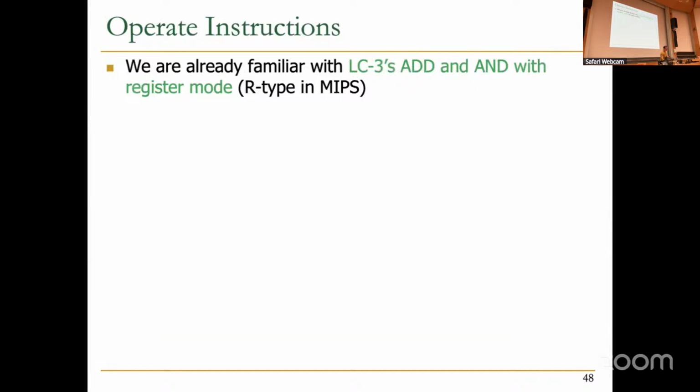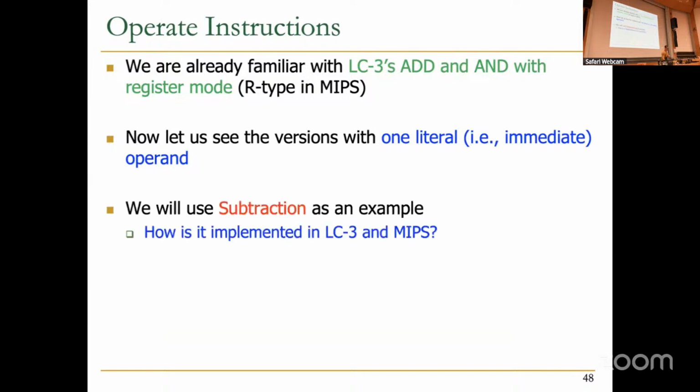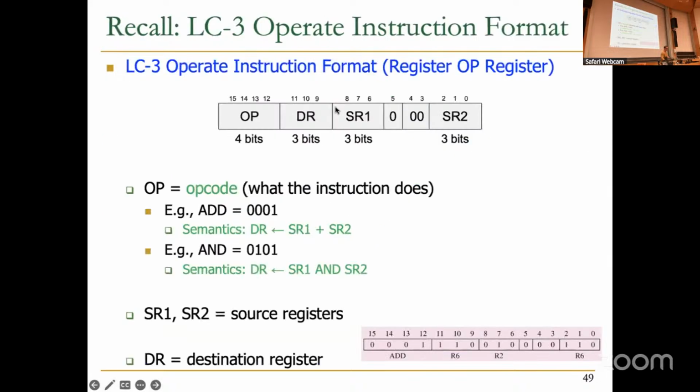Okay. So operate instructions. We're already familiar with add and AND with register mode and R-type in MIPS. Now let's see how we can do things with immediate operands. We'll use subtraction as an example because there's some instructive value to subtraction, especially with 2's complement values. Let's take a look at how subtraction is implemented in LC3 and MIPS.